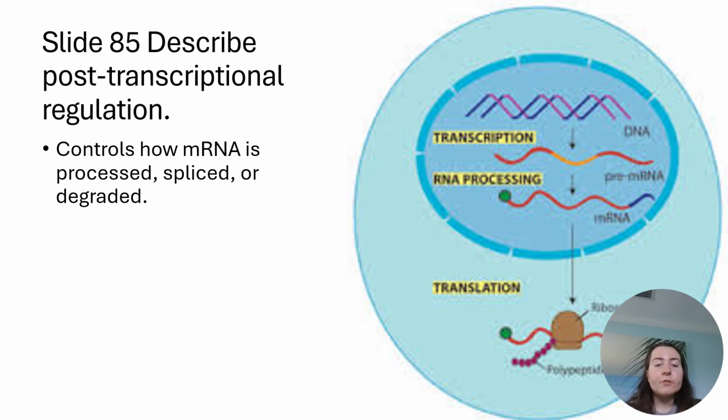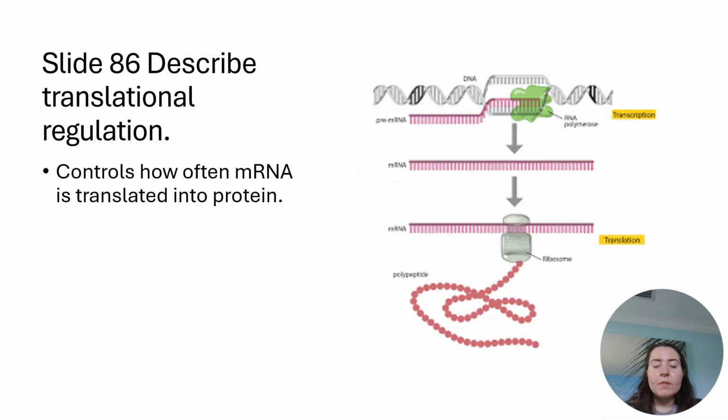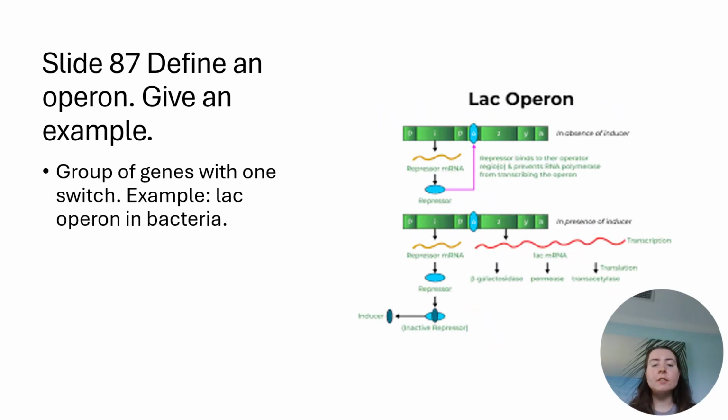Describe the post-transcriptional regulation. Controls how the mRNA is processed, spliced, and degraded. 86. Describe the translational regulation. Describes how often mRNA is translated into proteins. So you can see how that kind of all goes together.